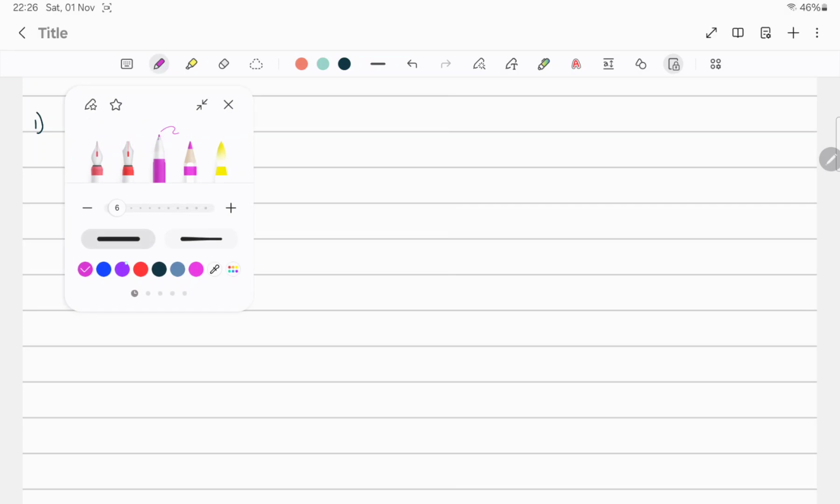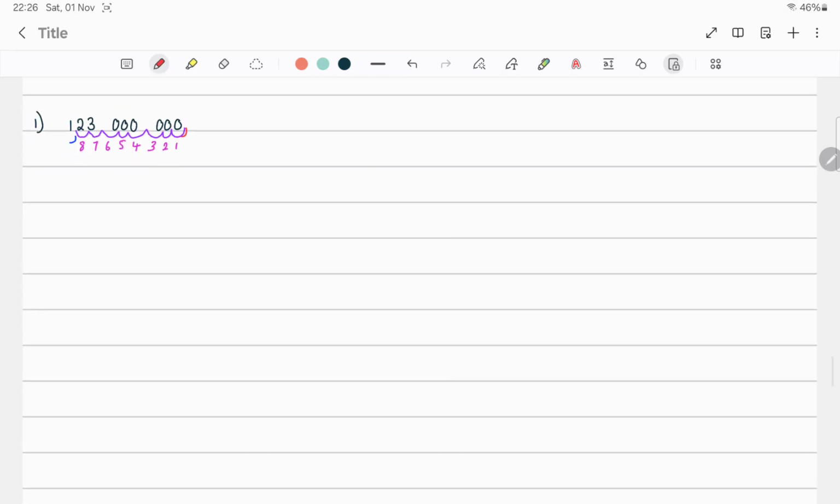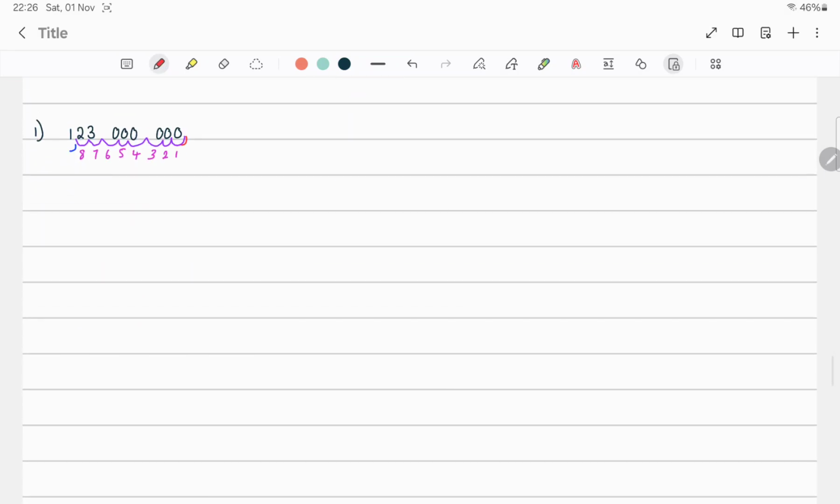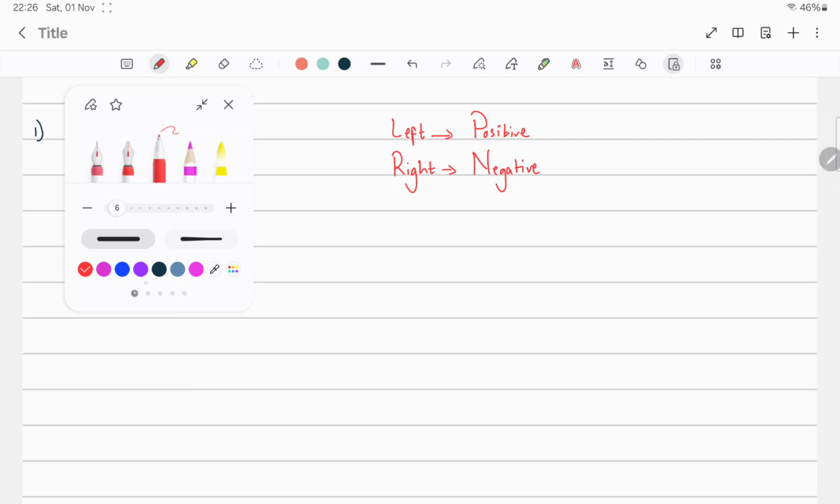And now another very, very important thing to note. When we're moving the comma to the left, the exponent will be positive. And when we're moving the comma to the right, the exponent will be negative. You see it?